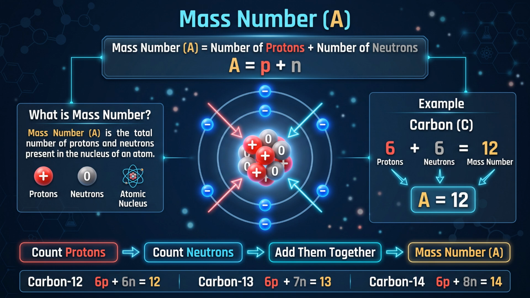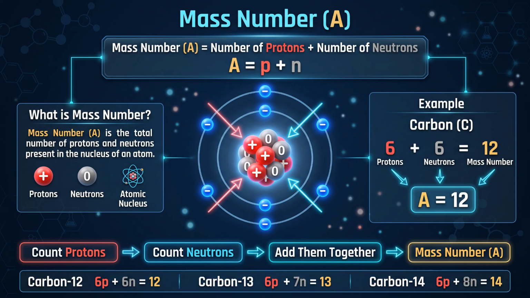Since mass number equals protons plus neutrons, we can also calculate the number of neutrons if we already know the mass number and atomic number. The formula becomes: number of neutrons equals mass number minus atomic number, or N = A − Z. Here, A represents the mass number and Z represents the atomic number. This formula is extremely important because examination questions often ask students to calculate the number of neutrons using these values.